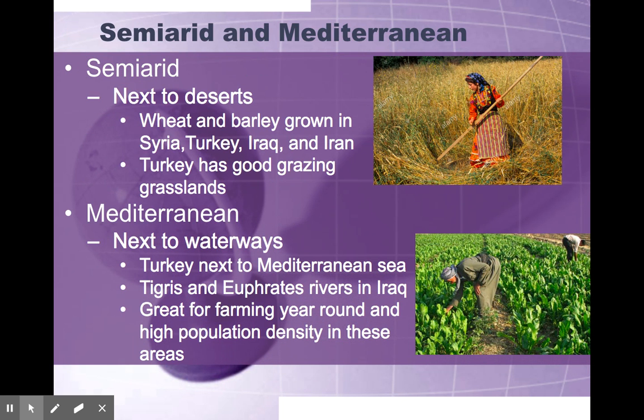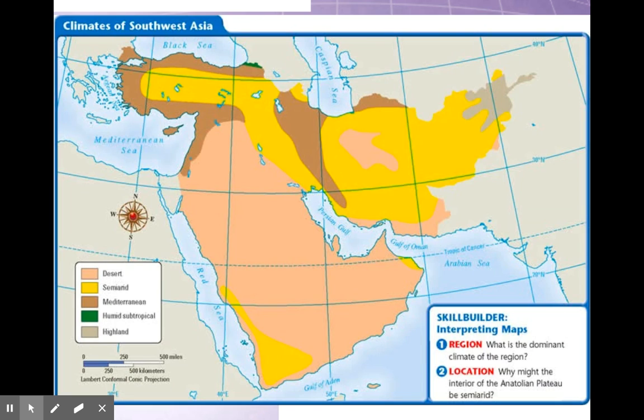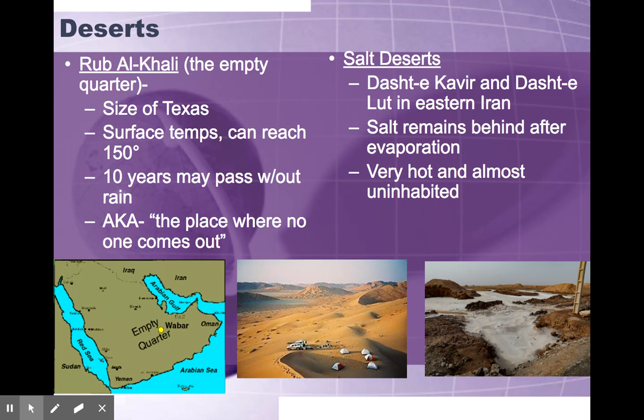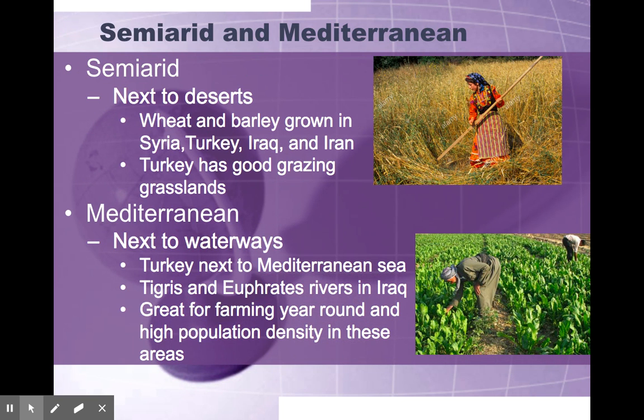You do have some regions where people do live, like semi-arid. You can see the semi-arid climate here in the middle of Turkey, and also a lot in parts of Iran and Afghanistan. Semi-arid means it gets a little bit more rain. It usually has some rain, maybe a rainy season, but it's still pretty dry.